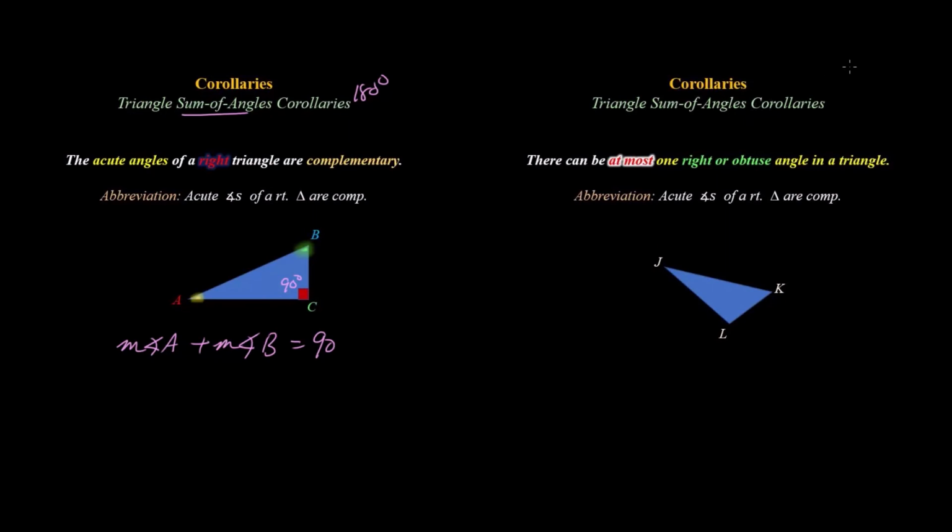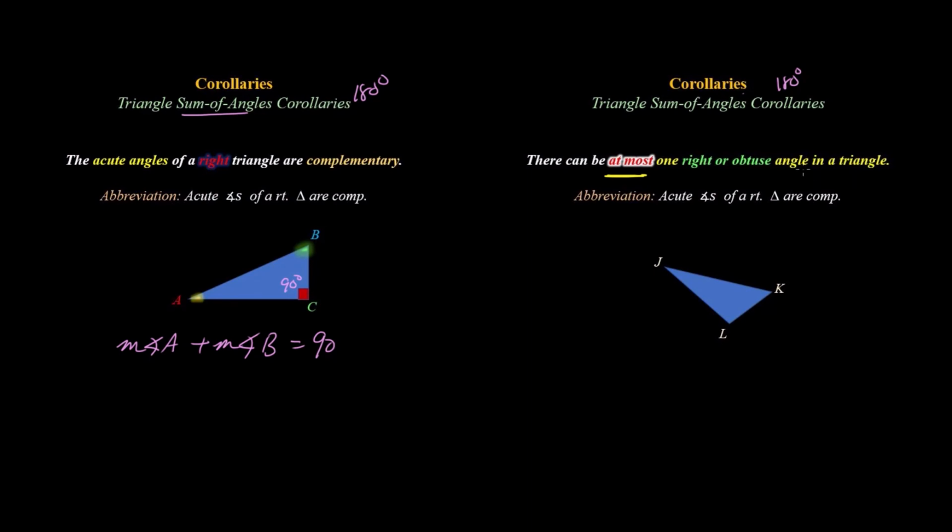There's a second corollary from the same triangle sum of angles theorem, the theorem that says that all the interior angles of a triangle add up to 180 degrees. The second thing you can conclude is that there can be at most one right or obtuse angle in a triangle. You can only have one angle that's either 90 degrees or greater than 90 degrees, let's say 110 degrees. Because if you have two angles like 110 and 120, they already add up to more than 180 degrees. It leaves nothing for the third angle, right? So for that reason, you can have at most one right or obtuse angle.